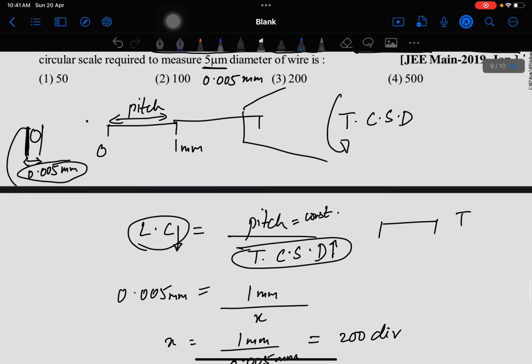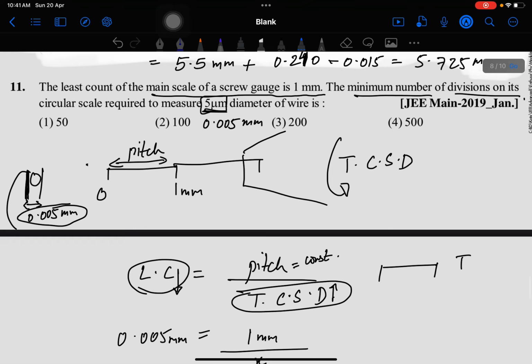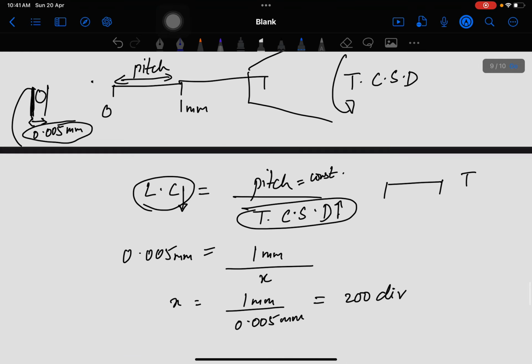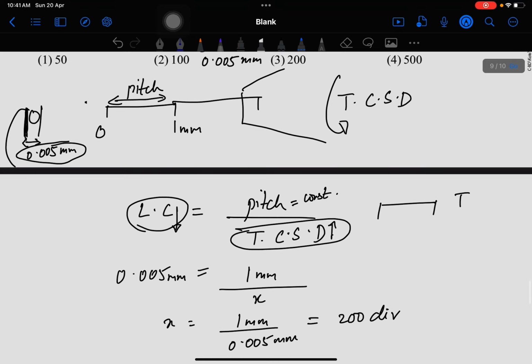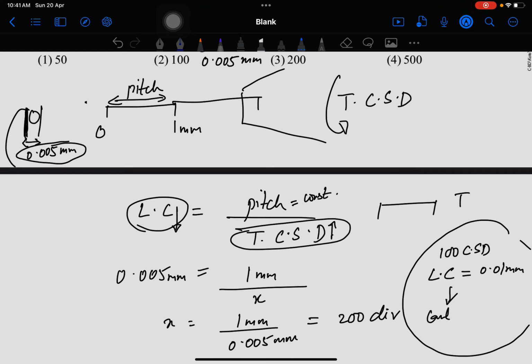Let's say you have 400, 500. Will that be able to make a count of this 5 micrometers? Yes, it will actually. But if you have 100 divisions, what is the least count? The least count will be 1 mm by 100 CSD, which is 0.01 mm. If the least count is 0.01 mm only for 100 CSD, there is no way this device can measure 0.005 mm because it's lesser than the least count, right?